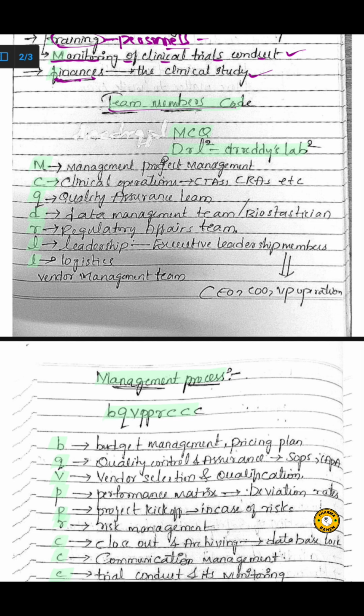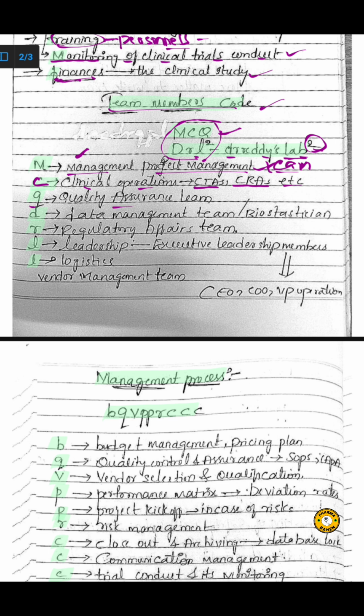And then we have the team members present in the clinical research organization. The code is MCQ DRL, like Dr. Reddy's Laboratories, and the L should be repeated two times. So what are the things in these team members? Management: the project management team will be there to manage the project. They are the business side, which brings clients to the CROs. And then the C, clinical operations, like clinical trial assistants and clinical research associates, etc.